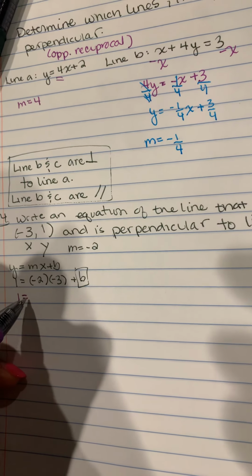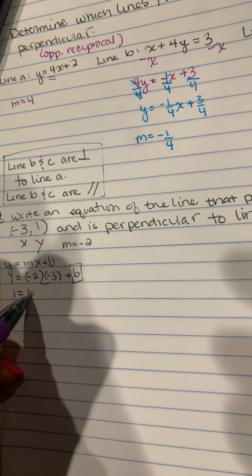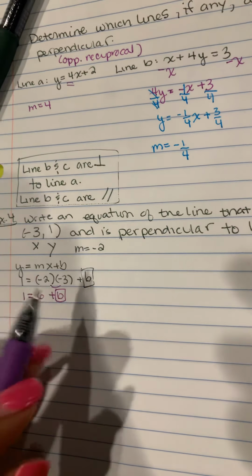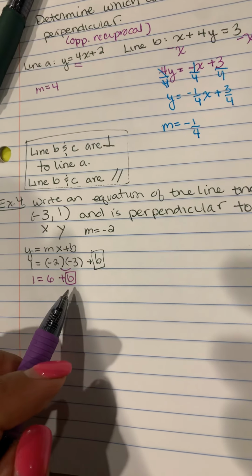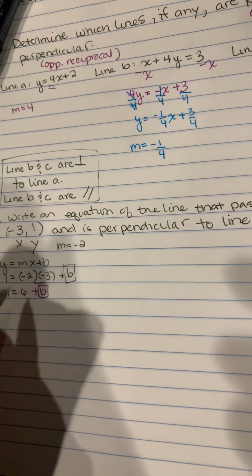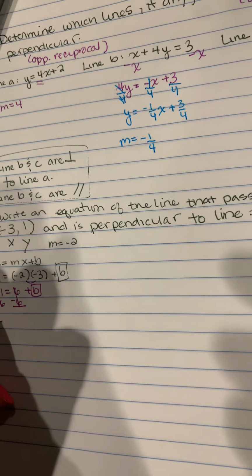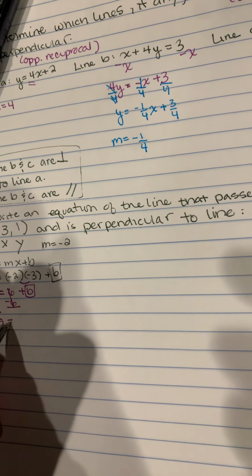So 1 equals, multiply, we end up with 6, plus b. I hope you don't look at that and think 6. This is a b. B as in boy. Subtract 6. Negative 5 is equal to b.